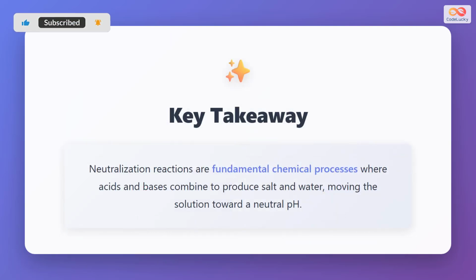To summarize, neutralization reactions are fundamental chemical processes where acids and bases combine to produce salt and water. Moving the solution toward a neutral pH, these reactions are predictable, follow a simple pattern, and have countless applications in science, medicine, industry, and everyday life. Understanding neutralization is essential for anyone studying chemistry, as it demonstrates the practical importance of acid-base chemistry. Remember, whenever an acid meets a base, neutralization occurs, creating products that are more neutral than the reactants.